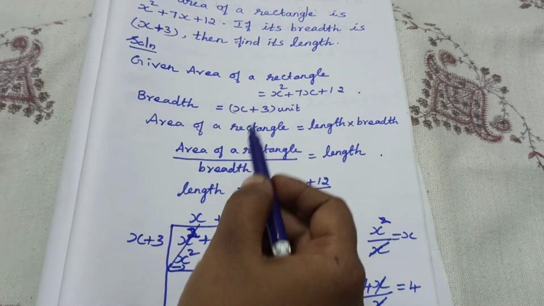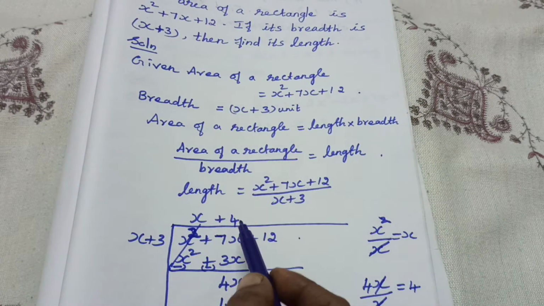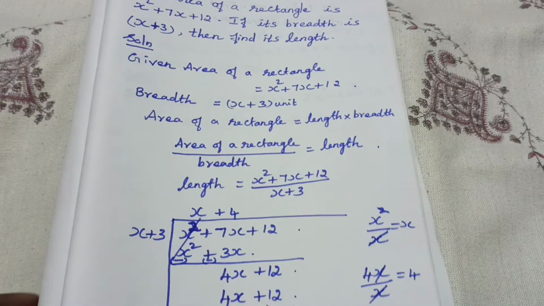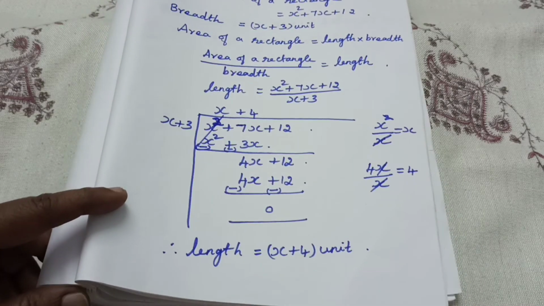First, write the formula. Okay, write the area of the rectangle formula. From this, you should find the length. Okay, very simple. Any doubt?